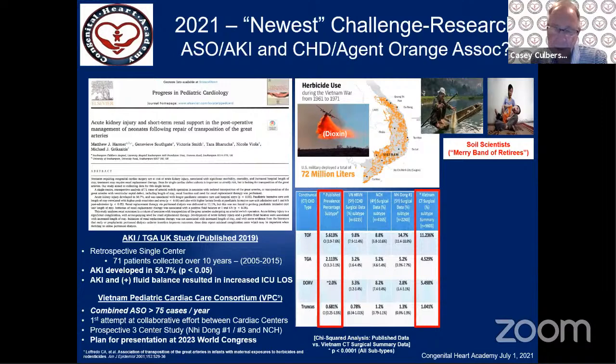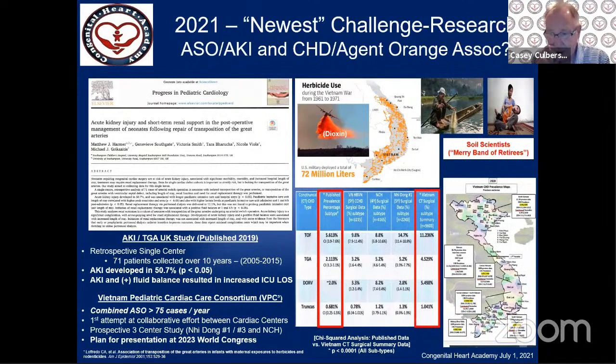As you can see, Agent Orange was sprayed over Central and South Vietnam. We're in the process of developing a CHD prevalence map to see if we can match up where Agent Orange was used with the prevalence of congenital heart disease. One of my colleagues in Da Nang, which was a hotspot because Agent Orange was stored there and loaded there, has already looked at this.